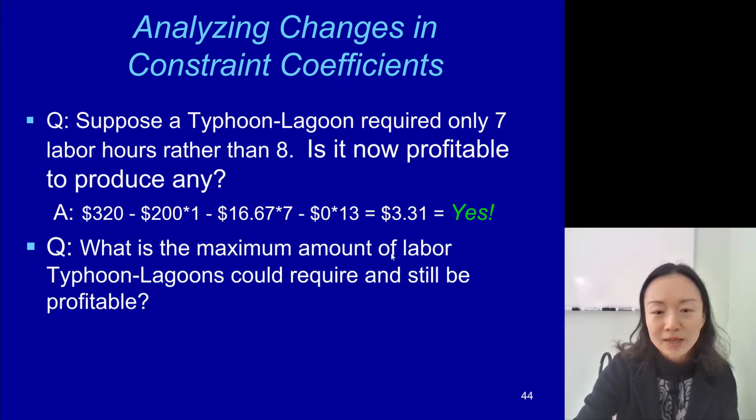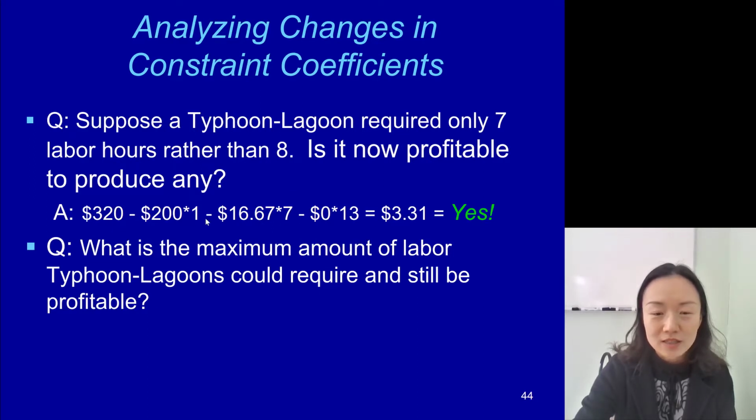Now, what is the maximum amount of labor Typhoon Lagoon could require and still be profitable? So now we look at 8, it's not profitable. And when we reduce the labor hours to 7, it is profitable. It's asking, what's the maximum amount of labor hours this Typhoon Lagoon could require to make it profitable? So that means we change this 7 to be just a variable, and solve it.